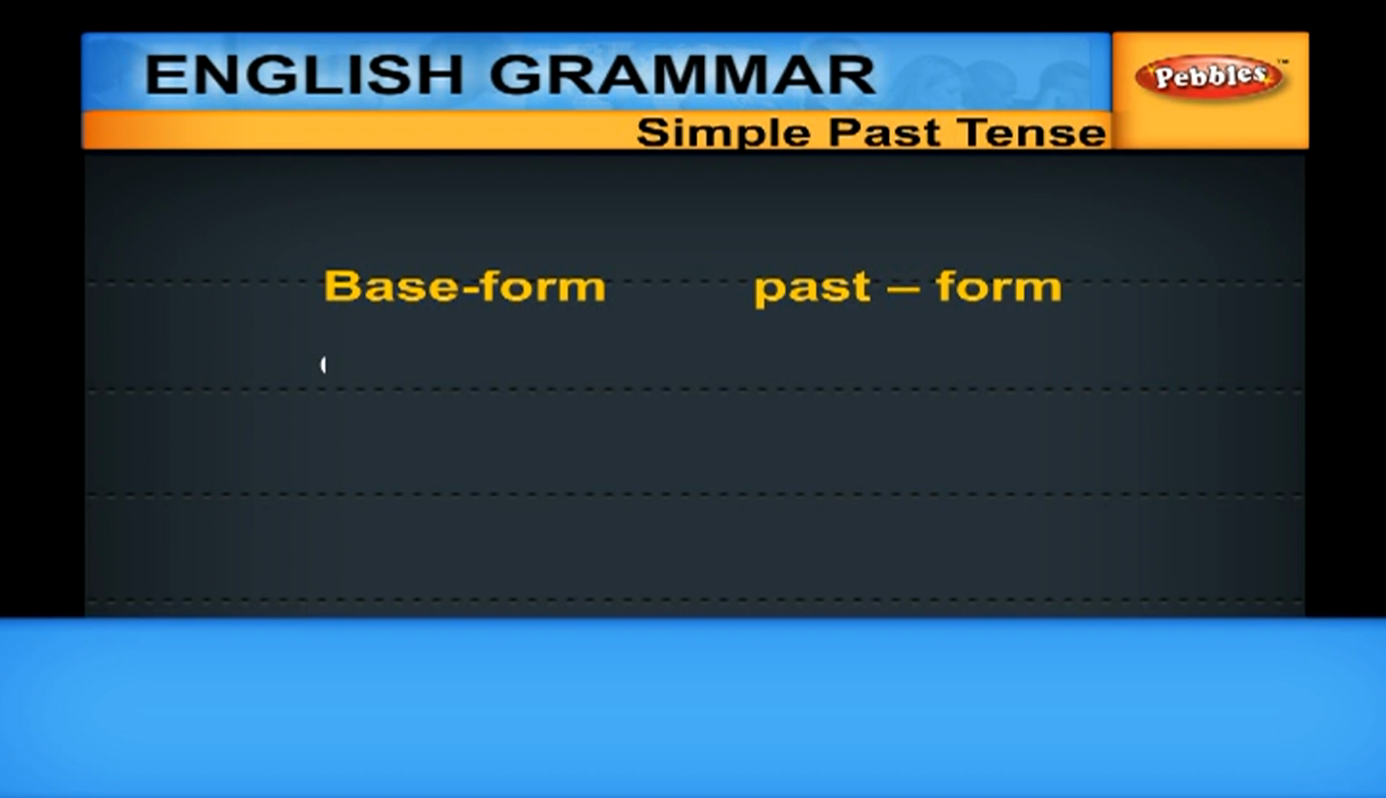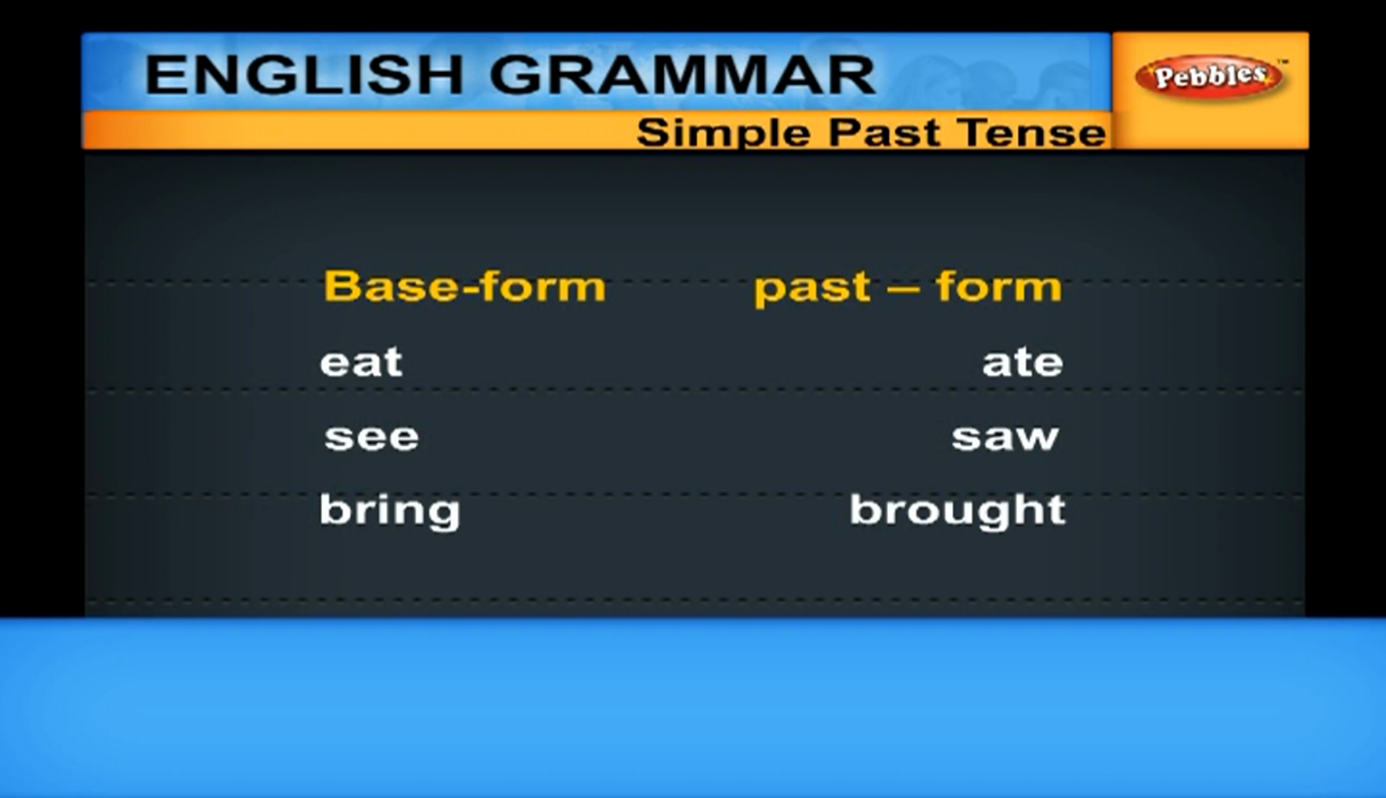Base form eat. What will be the past form? Ate. Base form see. Again, the past form is saw. Base form bring. Now the past form is brought. These are another kind of irregular verbs.